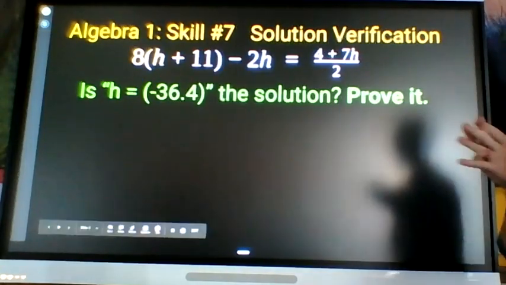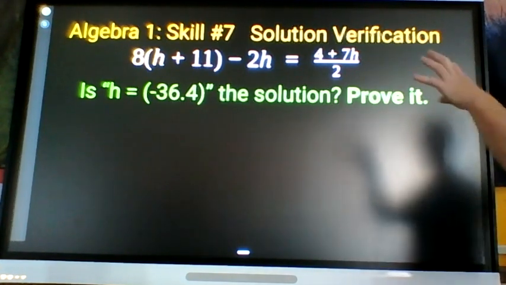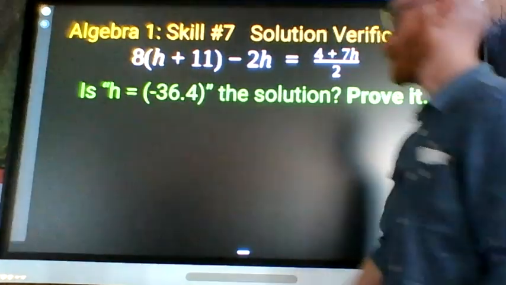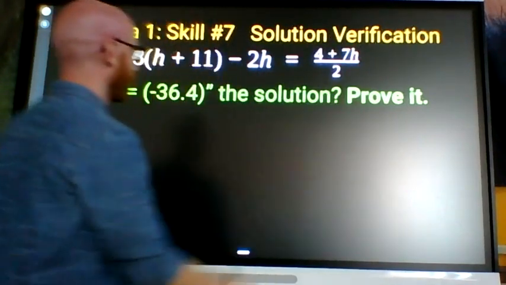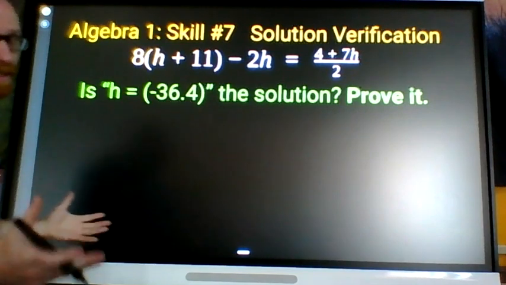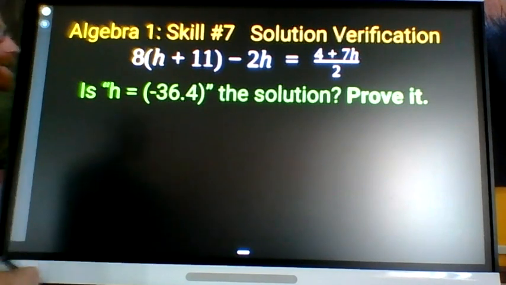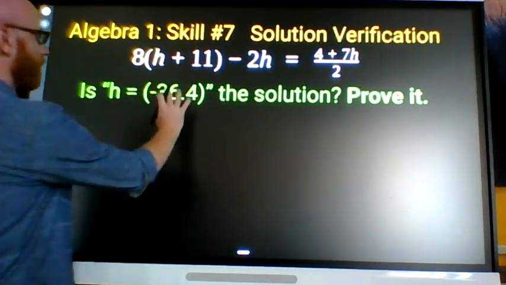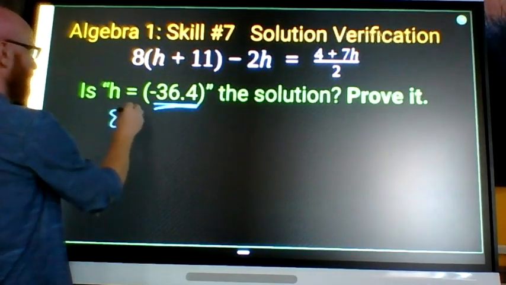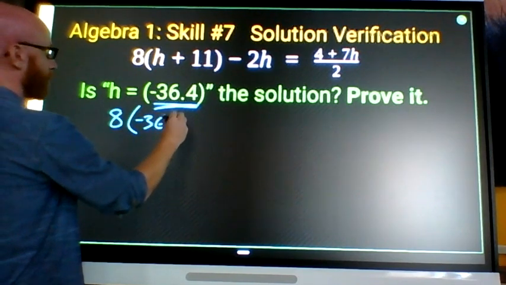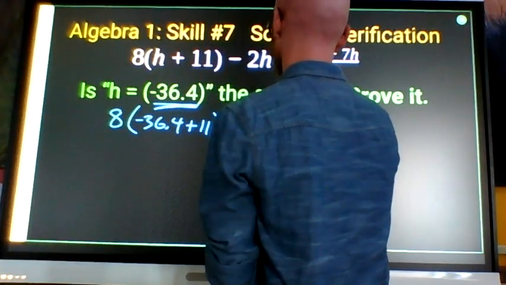Same kind of thing. Is h equals negative 36.4 the solution for this? Now, this will be a little bit more complicated to prove or disprove because I'm going to have to do some math on the left and I'm going to have to do some math on the right. And there's a decimal in here, but calculator is allowed. Our first move will be similar to what we've did in lesson 3 and lesson 4. Replace the variable with this number we're going to test. So we've got 8 times negative 36.4 plus 11 minus 2 times negative 36.4.